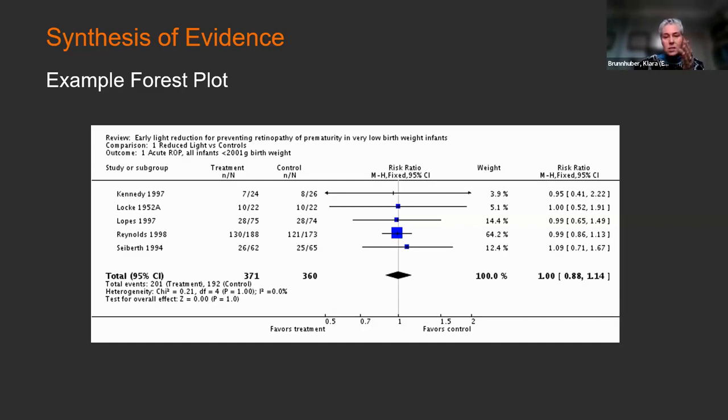You can see how this is determined very much by this huge Reynolds study with the largest square, with the smallest confidence interval there. The other studies, for example, Side Birth would favor even control, whereas Kennedy back in 1997 found an effect that favored treatment. So individual studies might point in different directions, but the meta-analysis will allow you to pool these results and then come up with a combined pooled effect. In this case, of course, there is no effect.